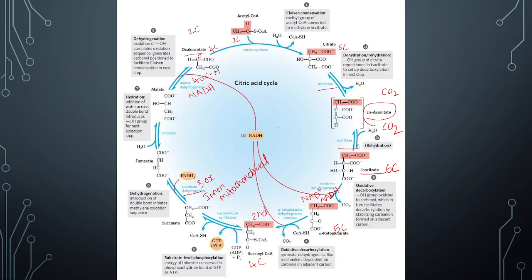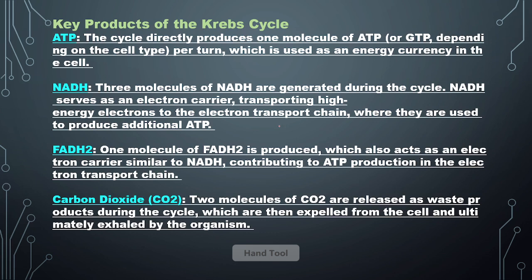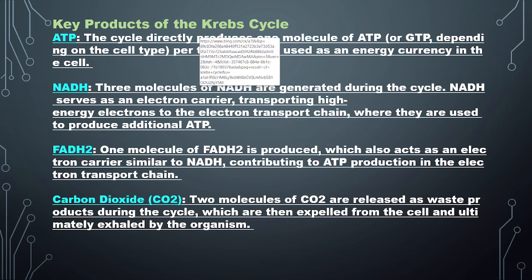What are the byproducts of the Krebs cycle? We will discuss here. What are the key products of Krebs cycle? ATP. The cycle directly produces one molecule of ATP or GTP per turn for each acetyl coenzyme A, as pyruvic acid produces 2 acetyl coenzyme A. 2 pyruvic acid are produced, 2 acetyl coenzyme A are produced, so 2 ATP.